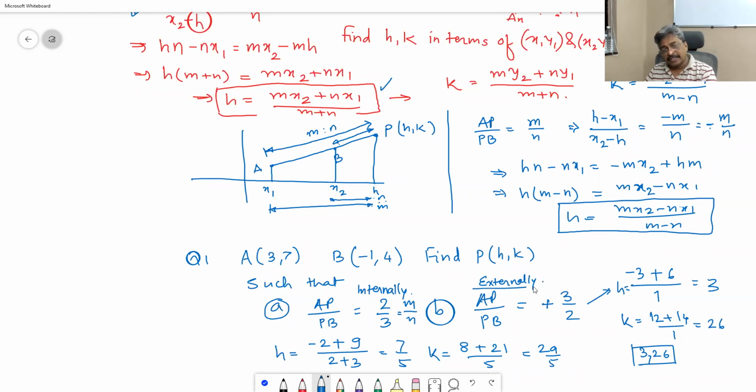If I don't say externally, then this sign will tell us whether it is internal division or external division. If I don't say internally, then the sign will tell us whether it is internal or external division. If the sign is positive, then it is internal division if not mentioned, and if the sign is negative, then it is external division if not mentioned.